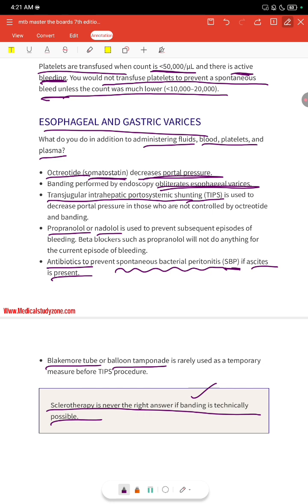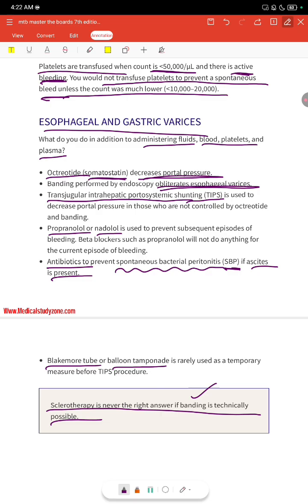So we do the octreotide option. Octreotide is a synthetic somatostatin which will decrease the portal pressure. We do banding performed through endoscopy. It will obliterate esophageal varices.